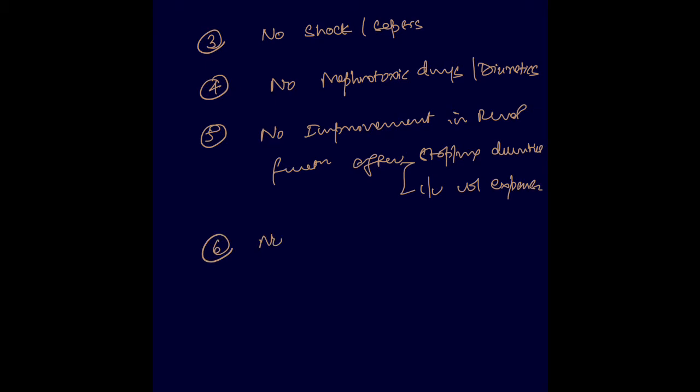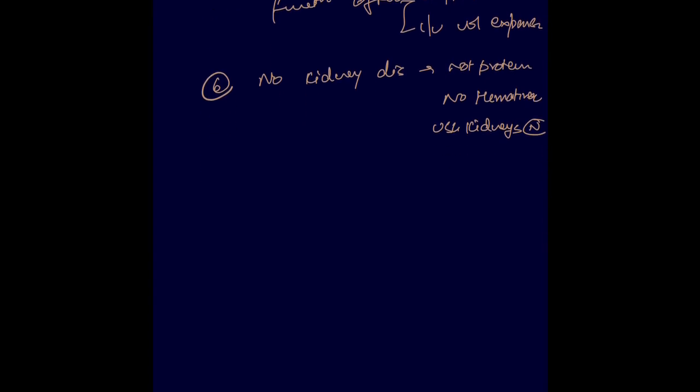And last, there should not be any kidney abnormality, like there should not be any proteinuria, there should not be any hematuria, and ultrasound kidneys is normal. That is, there should not be any structural abnormality of the kidney. So if all these points are fitting in your patient, then the patient can be labeled as hepatorenal syndrome.